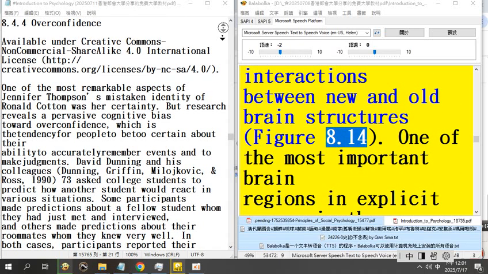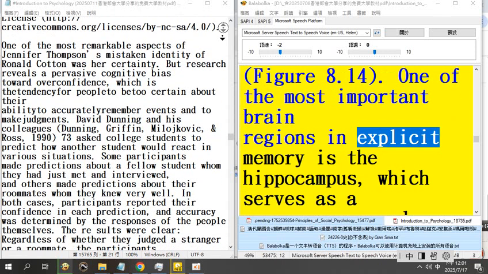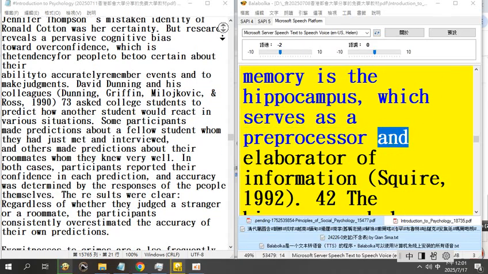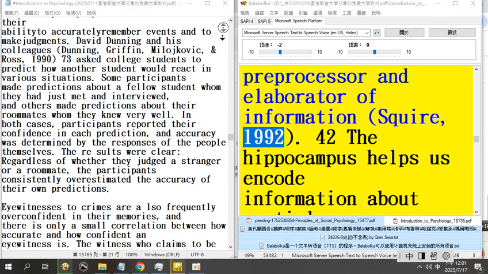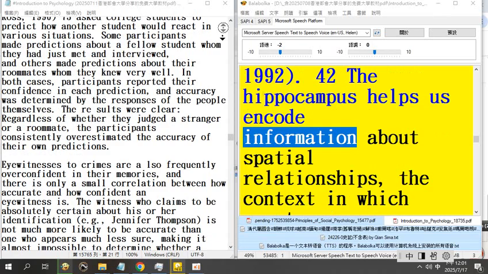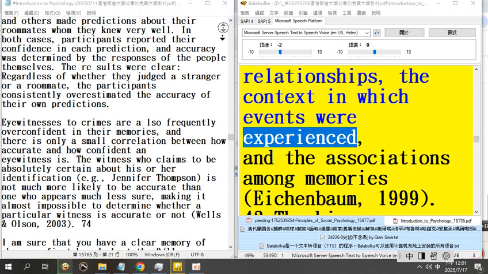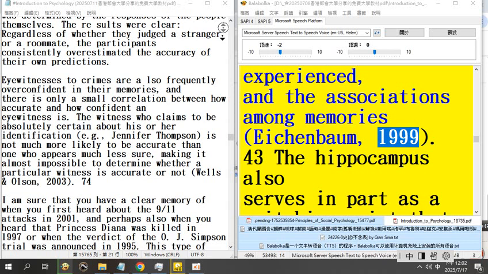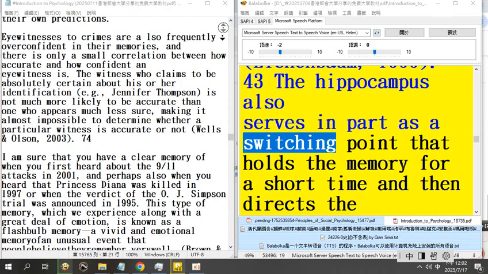One of the most important brain regions in explicit memory is the hippocampus, which serves as a preprocessor and elaborator of information (Squire, 1992). The hippocampus helps us encode information about spatial relationships, the context in which events were experienced, and the associations among memories (Eichenbaum, 1999).